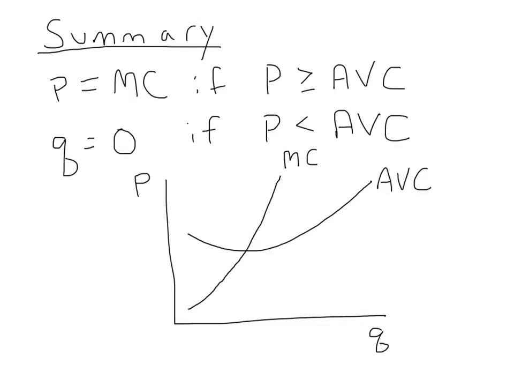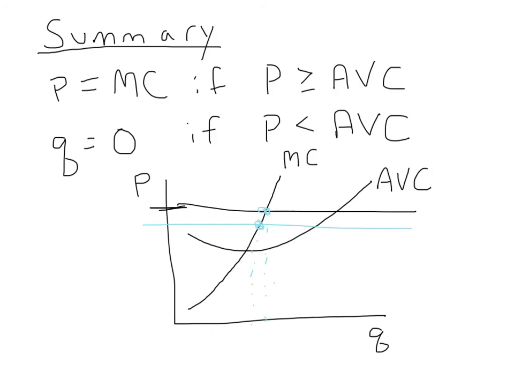To summarize, if P is greater than or equal to the average variable cost, in other words, if P is up here, then we just produce where marginal cost equals marginal revenue at this point, and we get this Q, and we're happy. Similarly, if P is here, we produce at this point, get this Q, and we're happy.